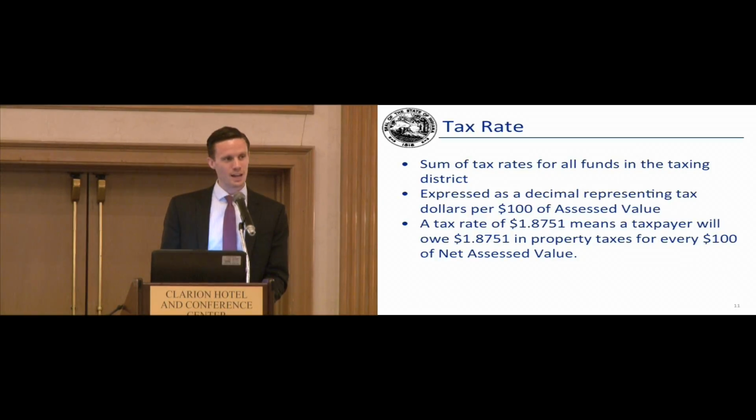So tax rates are going to be expressed as a decimal. It's a decimal per $100 of assessed value. So the one we have up on the board, if they've got 1.8 for their tax rate, that means that for every $100 of net assessed value, we're assuming they're going to be paying $1.8751.